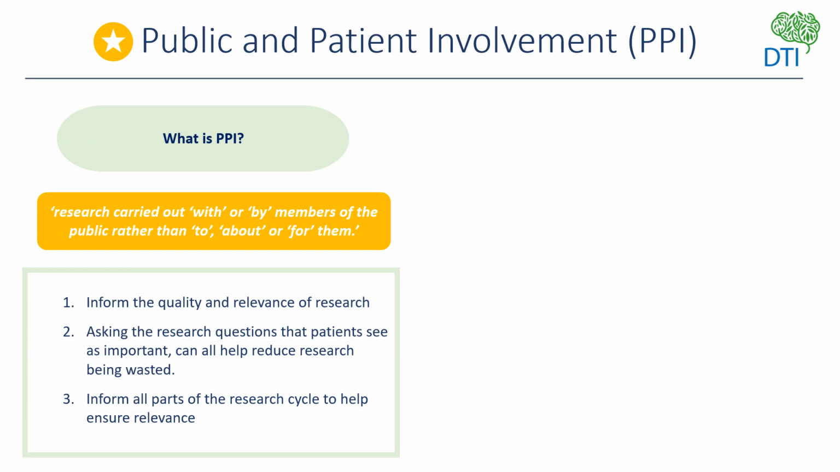So as I said, I first want to just briefly highlight the importance of PPI. So first of all, what is PPI? It stands for Public and Patient Involvement. And the essence of PPI is to ensure that research is carried out with or by members of the public rather than to, about, or for them. So PPI can be involved in a number of different ways, but essentially they help to shape the quality and relevance of the research. They ensure that we're actually asking the right questions so that research isn't being wasted. And it's important to know as well that they can be involved at every stage of the research process. So PPI members can be those with lived experience of a certain disease, they can be care partners, or they can just be generally members of the public with an interest in the particular disease.